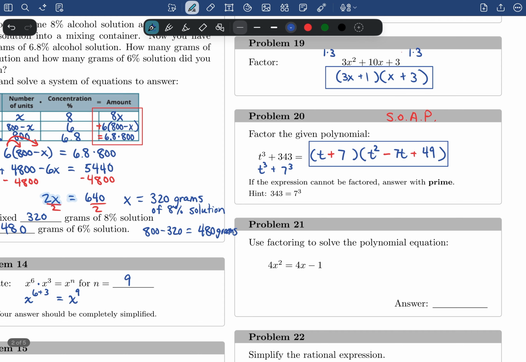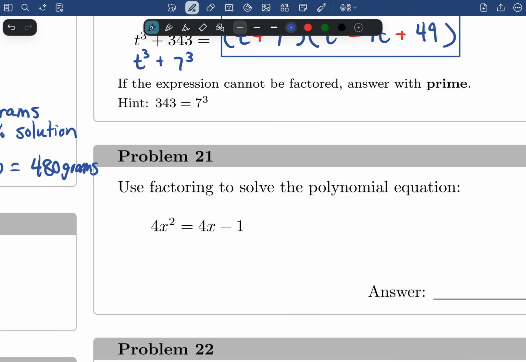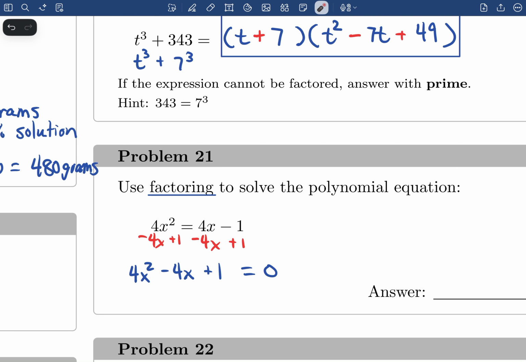Moving on to problem number 21. It says use factoring to solve the polynomial equation 4x squared equals 4x minus 1. Now, to factor this quadratic equation, I need to set it equal to 0. So I will set it equal to 0 by subtracting 4x from right to left and then adding 1 from right to left. So I've grouped all of my terms on the left-hand side of this equation, and I have 4x squared minus 4x plus 1 equals 0. All right? At this point, I'm going to factor this resulting trinomial.